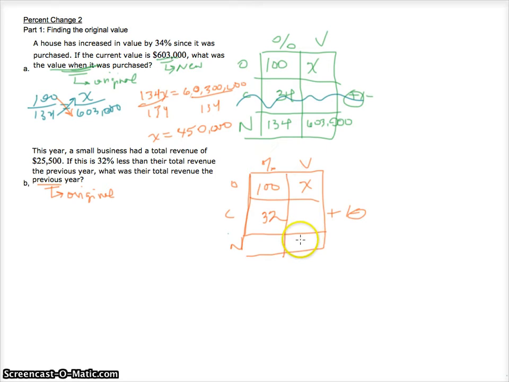And the new value was 25,500. So we're going to need to subtract 32 from 100 and get 68. And now we have our information. So now I can set up 100 over 68 equals X over 25,500.